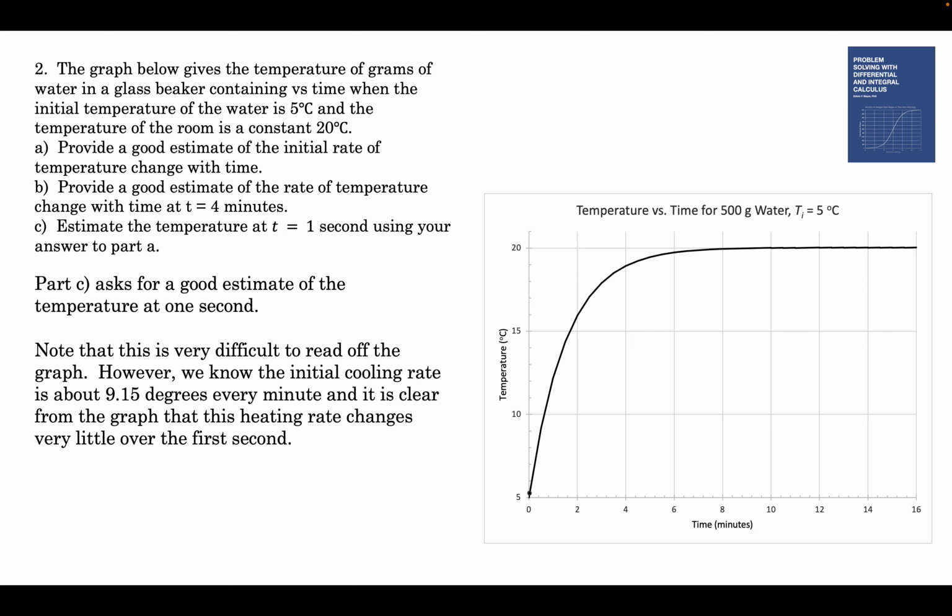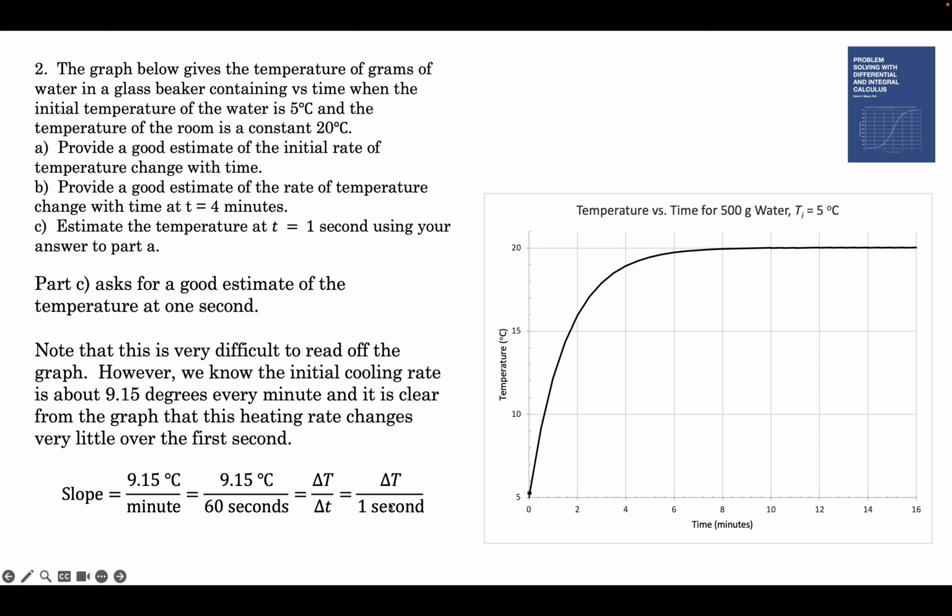And the slope of this line, the slope of the tangent line at 0, is virtually the same as it is at 1 second. That slope of the line is not that much different. So we can just use the slope of the line. The slope is the rise over the run, and we know what the run is. It's 1 second. We have the slope, we have the run, we can calculate the rise. It's a simple, direct proportion. The slope is 9.15 degrees Celsius every minute, which is 9.15 degrees Celsius in 60 seconds.